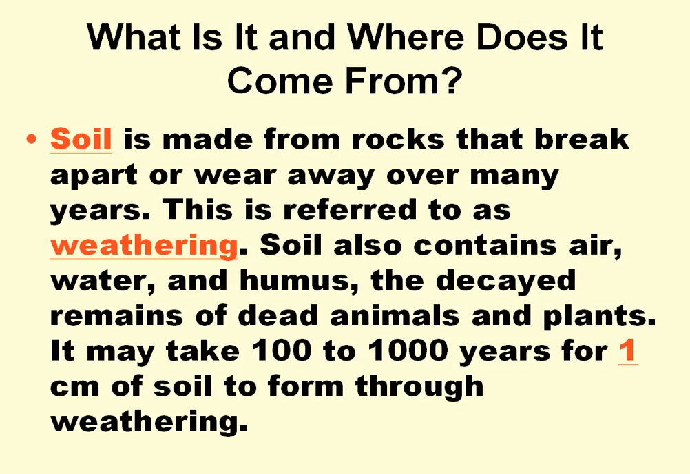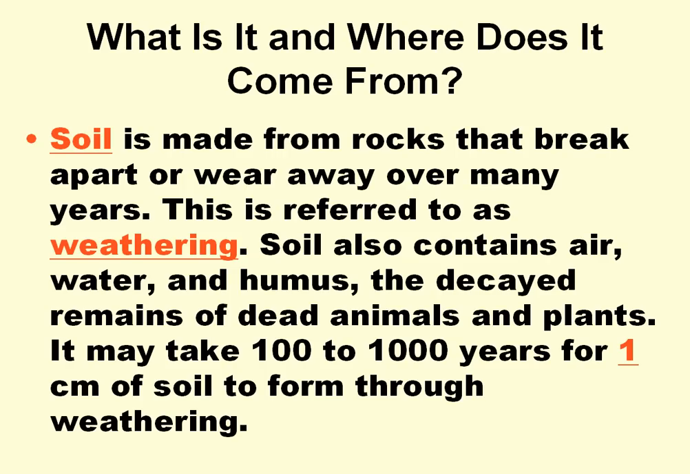So, what is it and where does soil come from? Well, soil is made from rocks that break apart or wear away over many, many years. And this is referred to as weathering, the breaking down of rocks. Now, soil also contains things such as air, water, humus, and we're going to talk about humus in a little bit. They have the decayed remains of dead animals and plants.